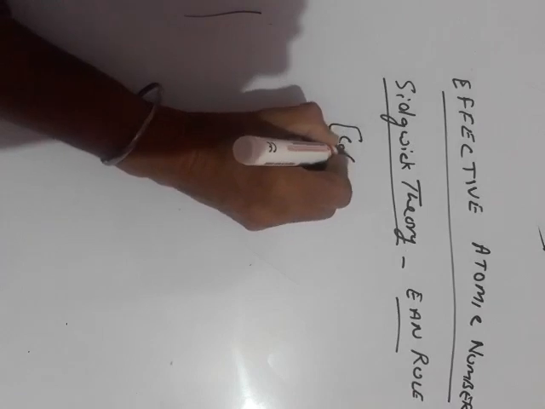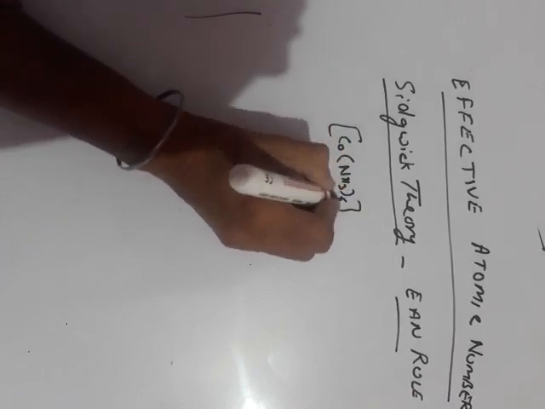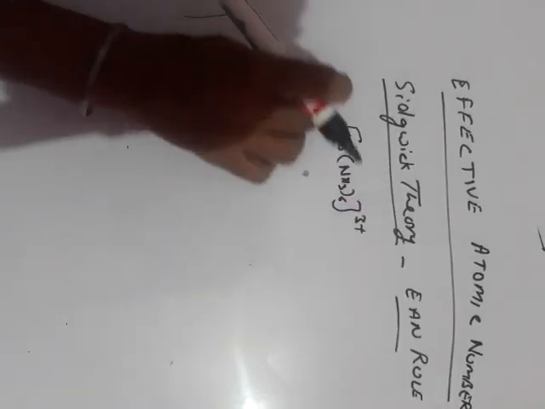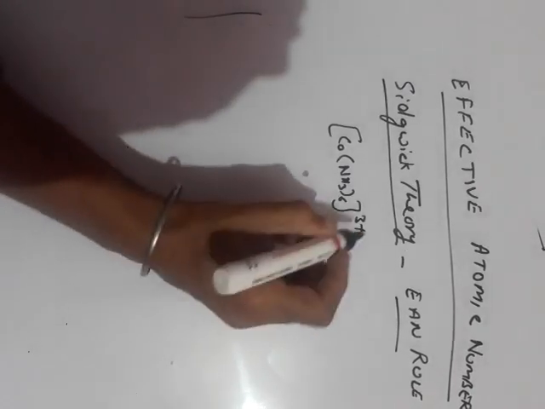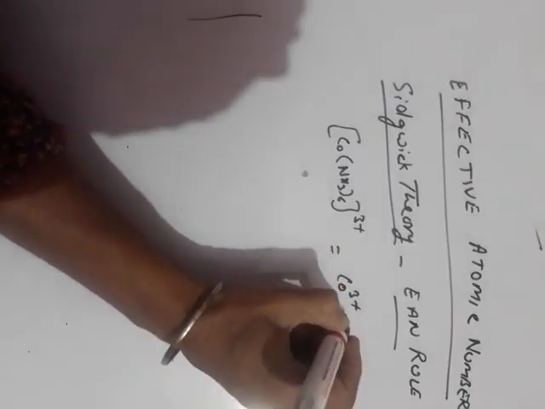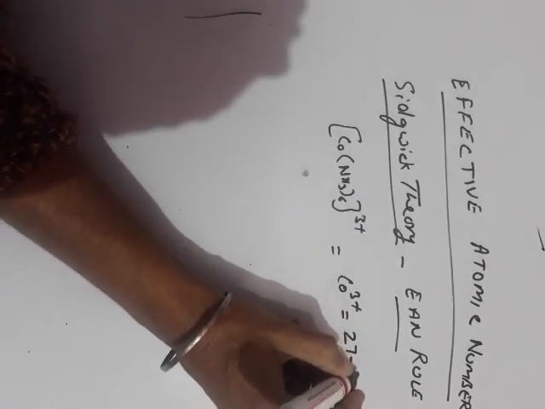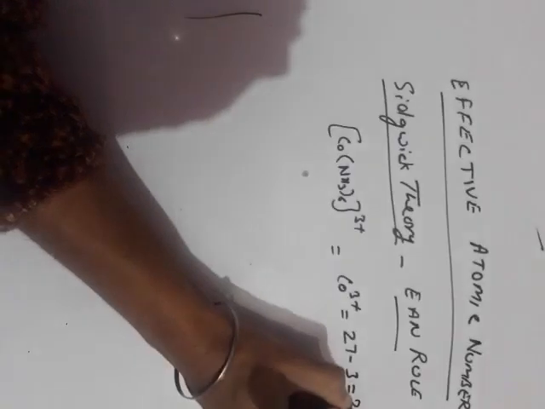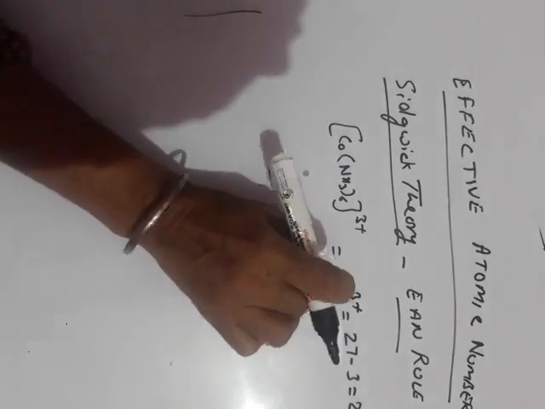This is [Co(NH3)6]3+. As we know, cobalt has atomic number 27 and it has lost 3 electrons, that is Co3+. So we can write 27 minus 3, that is 24. 24 electrons are there with the cobalt ion.